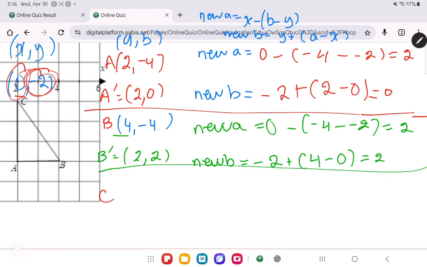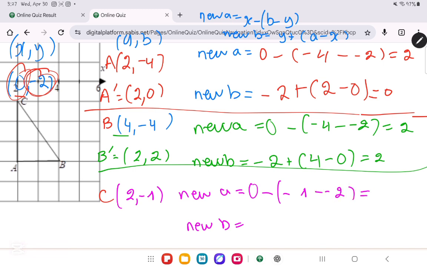We'll move on now to part C. We'll need to find the new a and the new b. First of all, what are the coordinates of C? The coordinates of C are 2, minus 1. So now we will use these in order to find our new a and our new b. New a is going to be our x, which is 0, minus b, which in this case is minus 1, minus our y, which is minus 2. So you will put it on the calculator, you will solve it, you will get an answer of minus 1.